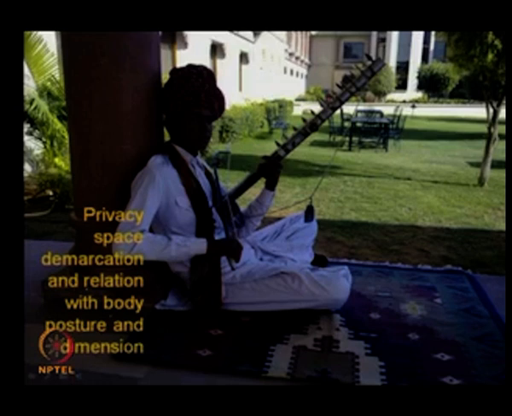Privacy space demarcation and relation with body posture and dimension. Now, this person is sitting here, but this space he made, that he spread here. So, this person's height and then this sitting area like that. Proportionately, this space gives him a privacy feeling. So, what would be the relation between the body dimension and the privacy space feeling that we need to study properly?